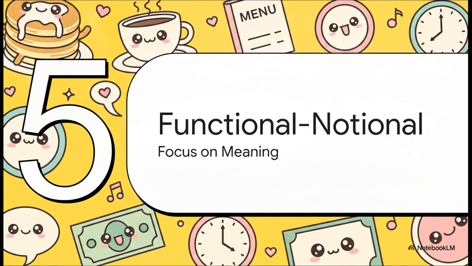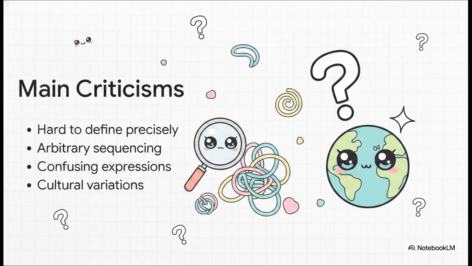Section 5, the functional-notional syllabus. Focus on meaning. So let's look at the first of two major real-world models. Instead of organizing around rigid grammar rules, this syllabus builds units around what learners do in everyday life, like ordering food at a restaurant. While this approach is highly valued for its focus on real communication, it's important we impartially look at the scholarly criticisms of this model.